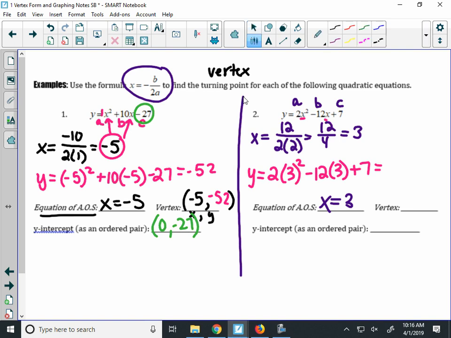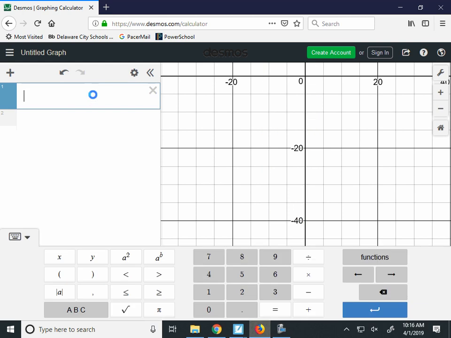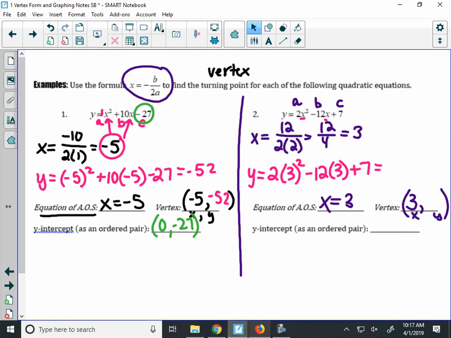Now remember, our vertex is an ordered pair. So I have the x value that I got from my axis of symmetry. The y value I get by plugging x back in. Well, use your calculator again. We'll have 2 times 3 squared minus 12 times 3 plus 7. And I get the output of negative 11 as my y value. So that's where your vertex is.